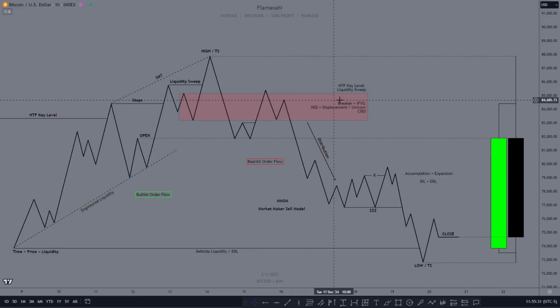But that does not happen until we see our change in state of delivery. What is a change of state in delivery, you may ask? Well, that is a breaker, or you could use an IFEG or even an order block. Those are the three that I will use for my entry models.